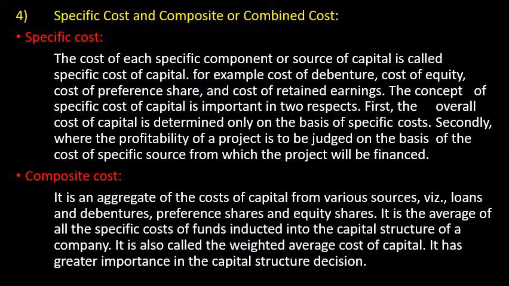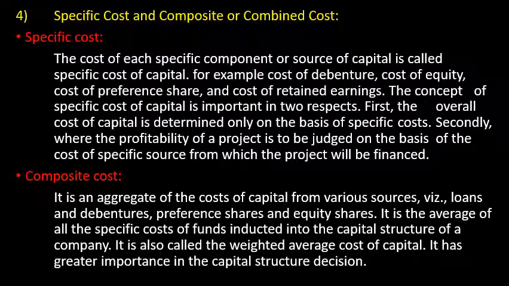The next concept is the specific cost and composite cost, or combined cost. First we will study the specific cost. The cost of each specific component or source of capital is called specific cost of capital. For example, cost of debenture, cost of equity, cost of preference share, and cost of retained earnings. The components of capital are mainly two, debt and equity. Under debt, debentures and bonds, and under equity, the equity shares, preference shares, and retained earnings.